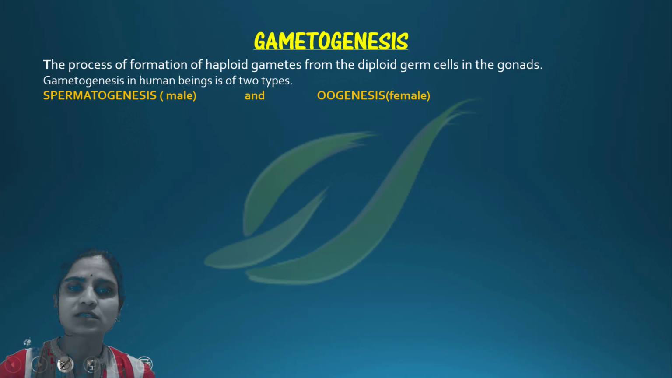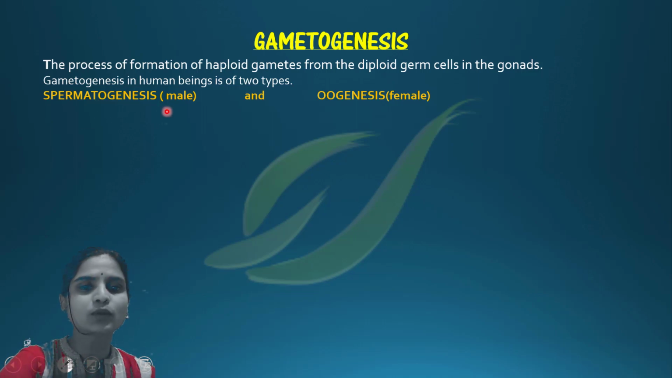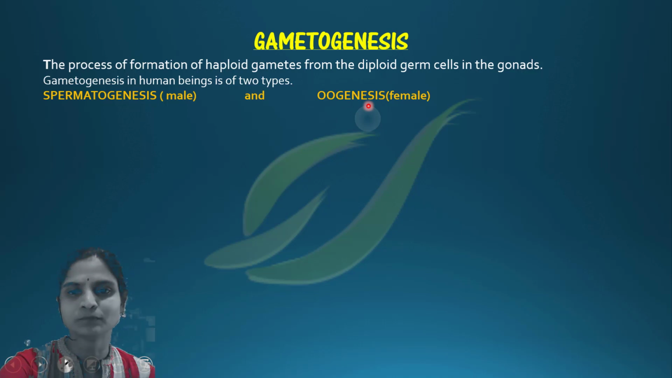Gametogenesis in human beings is of two types: spermatogenesis and oogenesis. Spermatogenesis is the formation of sperms, which takes place in the testis in males. Oogenesis is the formation of ovum, which takes place in the female ovary.